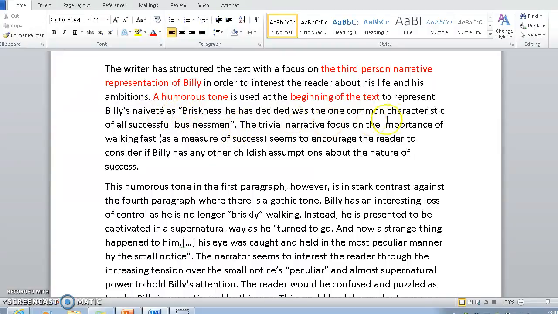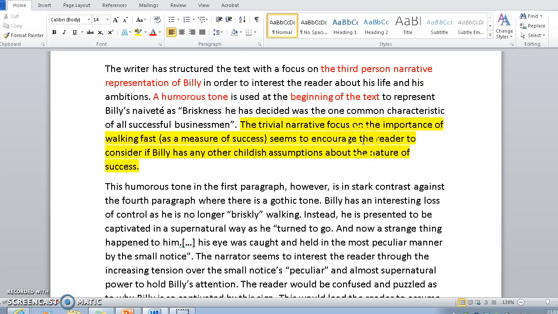The trivial narrative focus on the importance of walking fast as a measure of success seems to encourage the reader to consider if Billy has any other childish assumptions about the nature of success. Okay, so this part, I really want us to focus on this part of the response. The trivial narrative focus on the importance of walking fast, and so on.